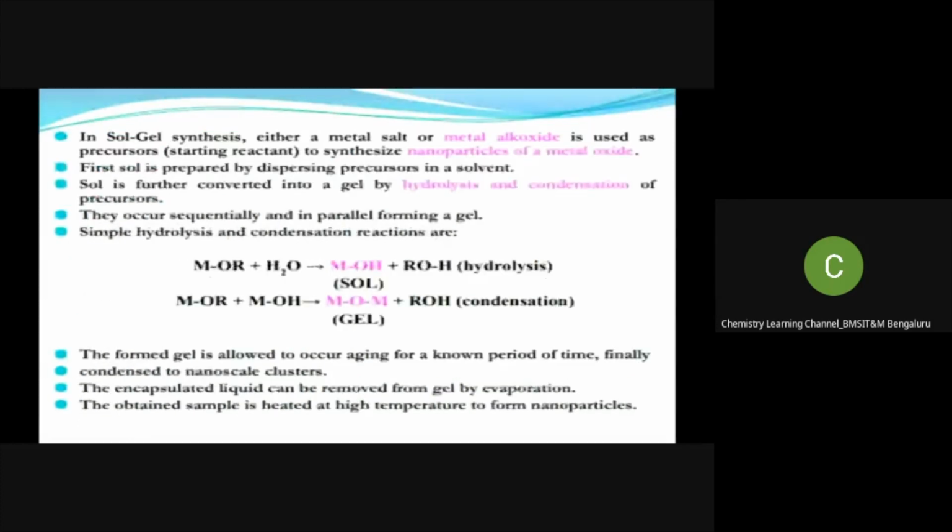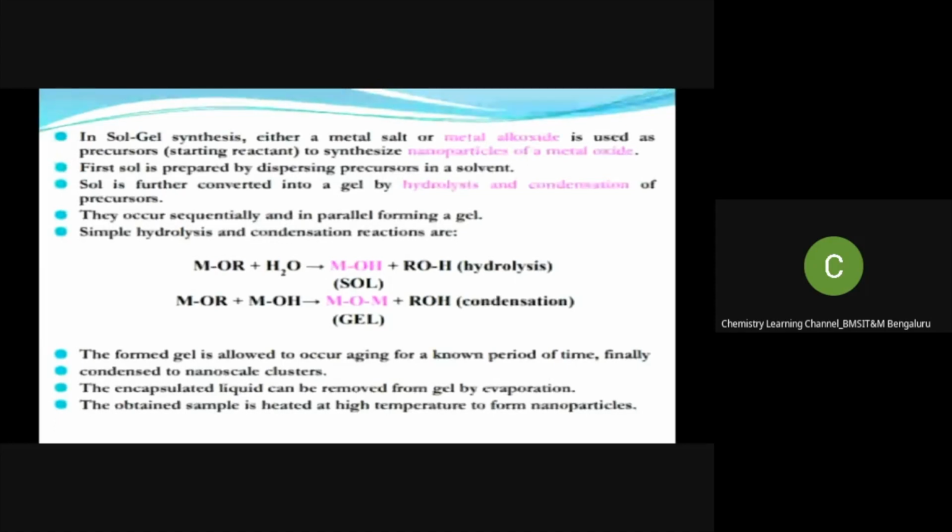In sol-gel synthesis, we take the precursor as metal salt or metal alkoxide to synthesize the nanoparticles, that is the metal oxide. Metal oxide is the nanoparticle which is to be formed, and the precursor or building material used is metal oxide or metal salt. First, the sol is prepared. Sol is prepared by mixing the metal oxide with a suitable solvent. Here, if we add water as a solvent, the metal oxide powder will not dissolve in the water. So we use alcohol as the solvent.